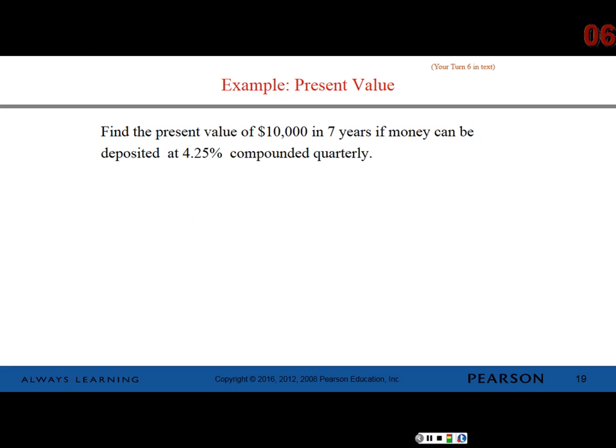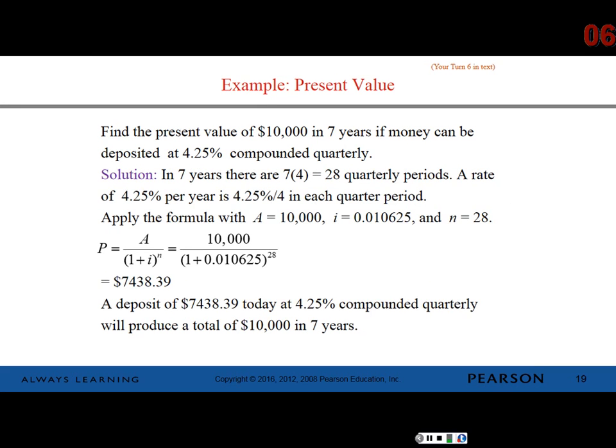So what we have to figure out here is what all of our variables are. If it's compounded quarterly, that's 4 times a year. And if you are going to invest this money for 7 years, then that's 28 compounding times. The rate of 4.25% per year has to be divided by 4 because you're compounding quarterly.